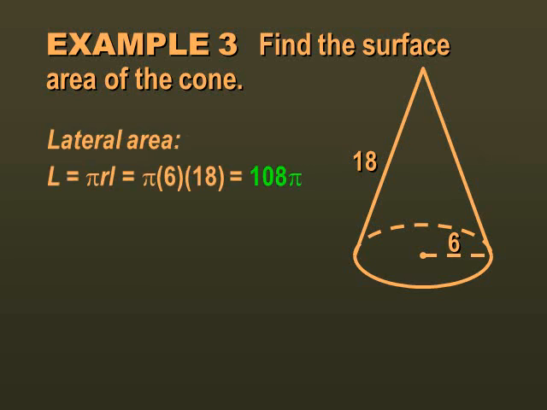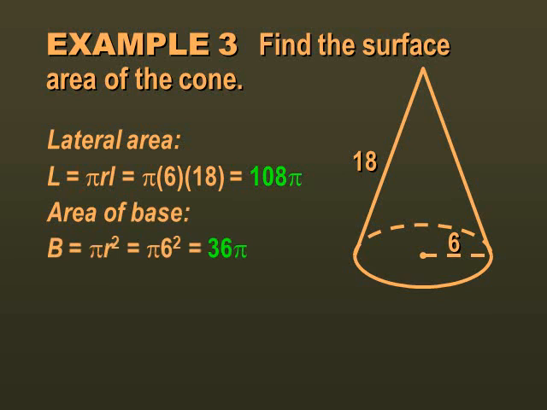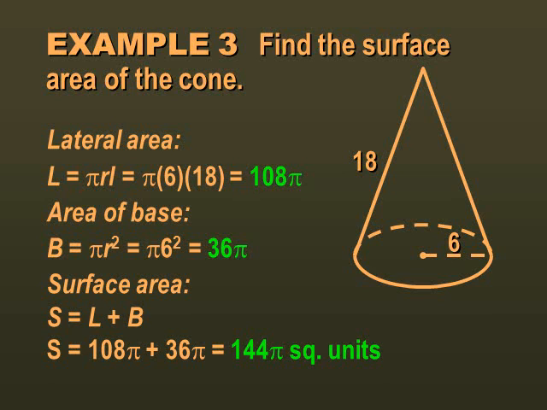Okay, the lateral surface area is pi times radius times slant. Now that 18 is the slant. The base we know is pi r squared, and we're going to add those two together, right? And the exact answer is 144 pi. If you want to go ahead and multiply that pi, you could round to the nearest hundredth on that, but why not just leave it in terms of pi?